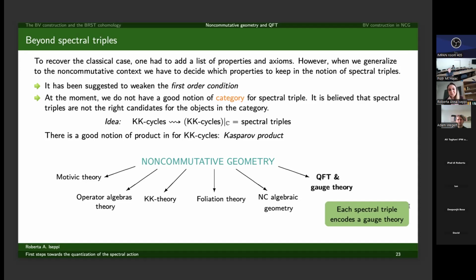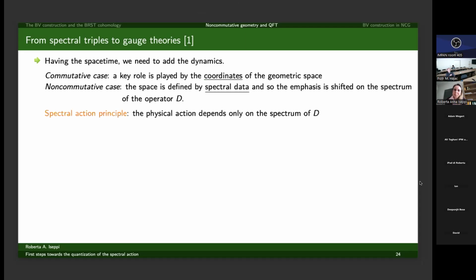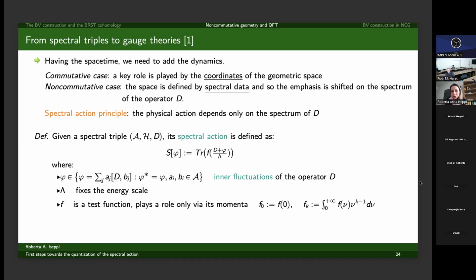So, spectral triples towards gauge theories. As I was mentioning, the idea is that we somehow found a space, but we still had the dynamics. In the commutative case, a special role is played by the coordinates, because you have your manifold and your local charts and so on and so forth. As soon as we move to the non-commutative setting, the important data are the spectral data, the spectrum of your operator D. And this is where the spectral action principle fits. The physical action can only depend on the spectrum of D. And this is the notion of spectral action.